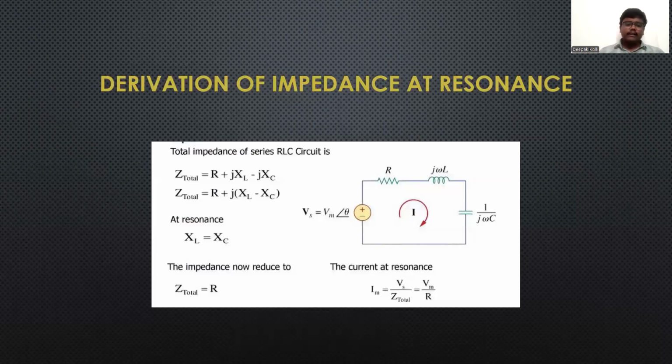Derivation of impedance at resonance. Total impedance of series RLC circuit is, as we know, Z total equals R plus jXL minus jXC. Taking j common, Z total equals R plus j times XL minus XC. At resonance, XL equals XC. So the impedance now reduces to R. At resonance condition, we get the impedance minimum value.